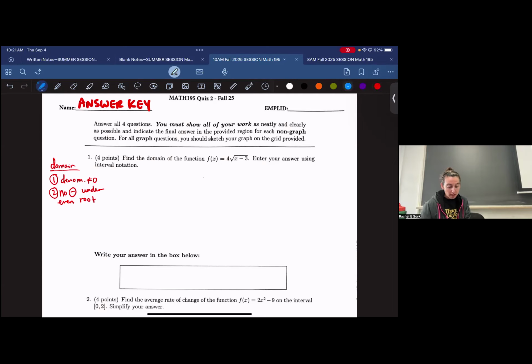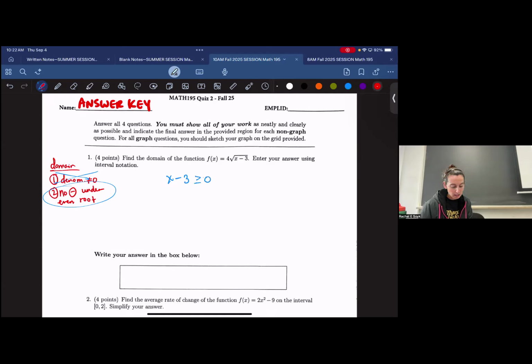Lucky for us, that first condition doesn't apply because we're not dealing with a fraction. Exactly. So we just have to hone in on that second requirement, which means our x minus 3, which is underneath that root, has to be what? Exactly, greater than or equal to 0.